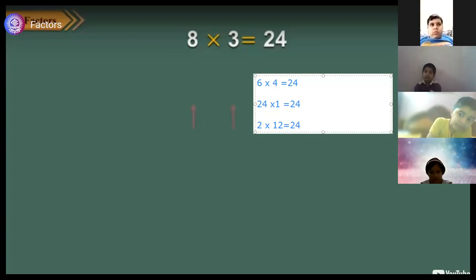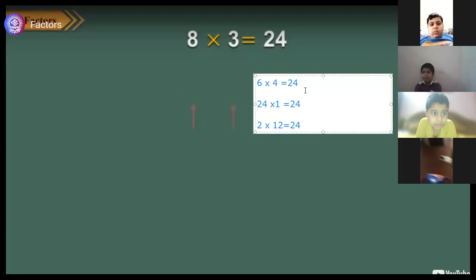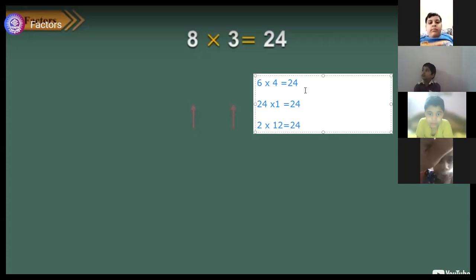No, because 5 is an odd number, but 24 means the product is an even number. So it is not possible. Next number is 6. After 5, the next number is 6. But 6 we have already taken here. 6 4s are 24. Yes or no? Yes. So again we are going to take 7. But 7 is an odd number again, and the product is 24. So again it is not possible.